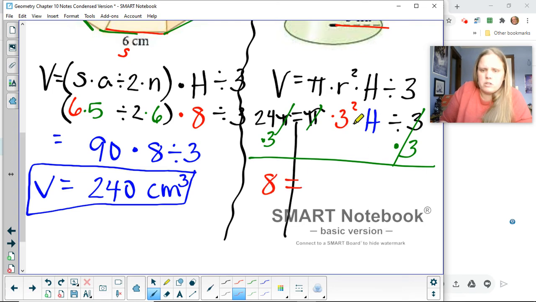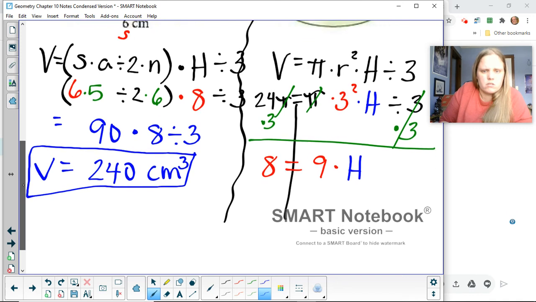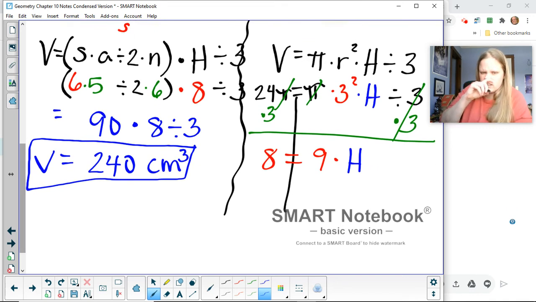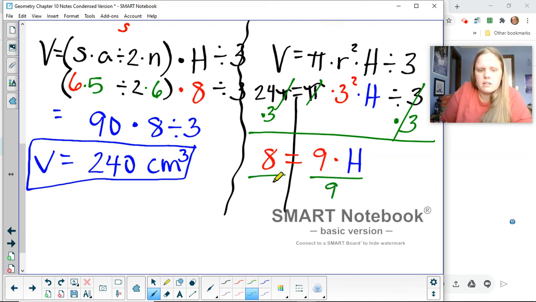Okay, now I know what 3 squared is. 3 squared is 3 times 3, which is 9. So I'm just going to change that. And then we're still trying to figure out our h. All right, next step. We're going to get rid of this times 9. So we're going to divide by 9.